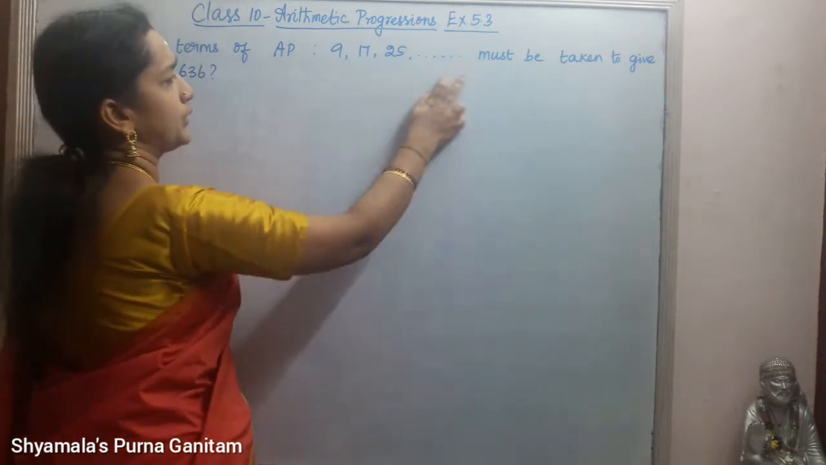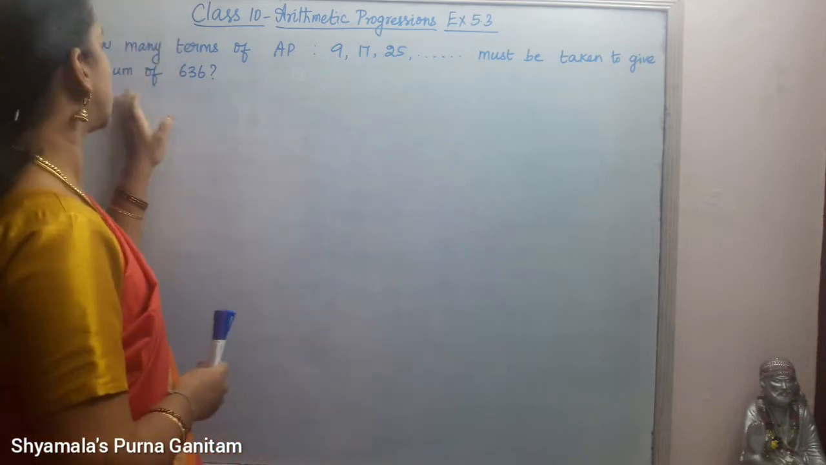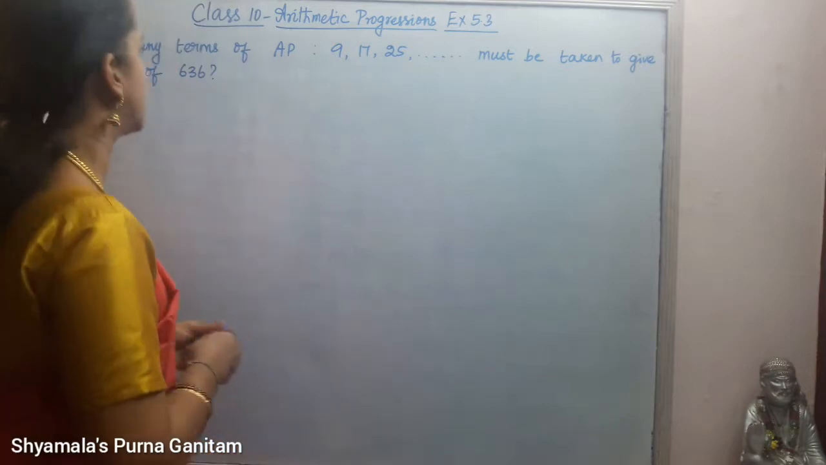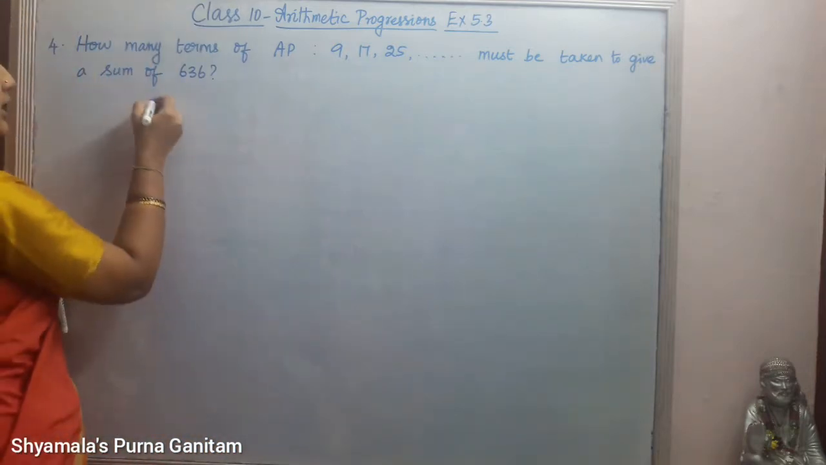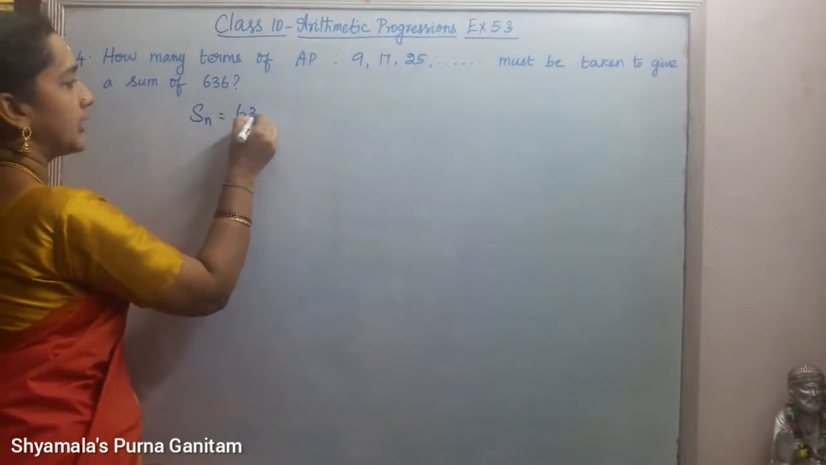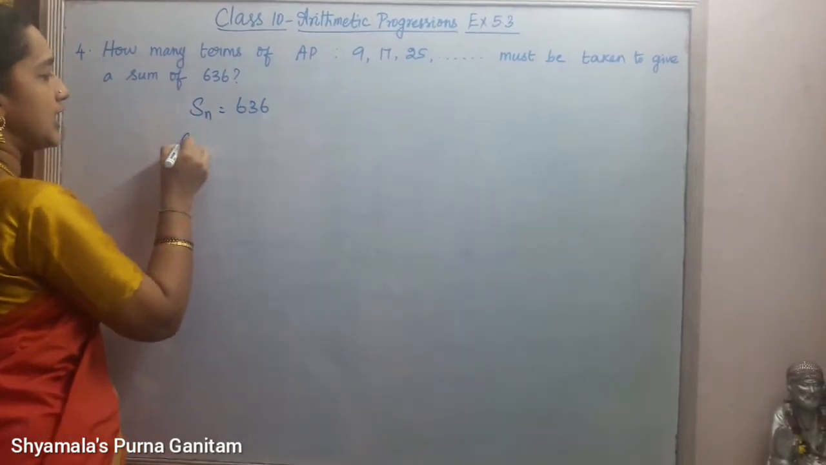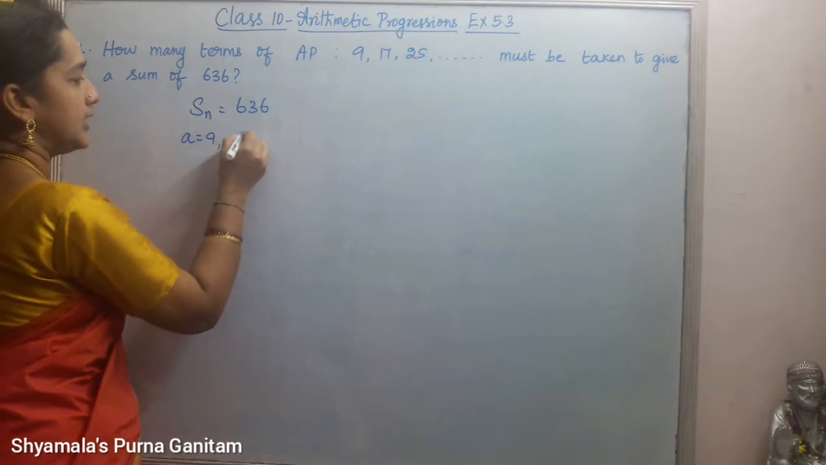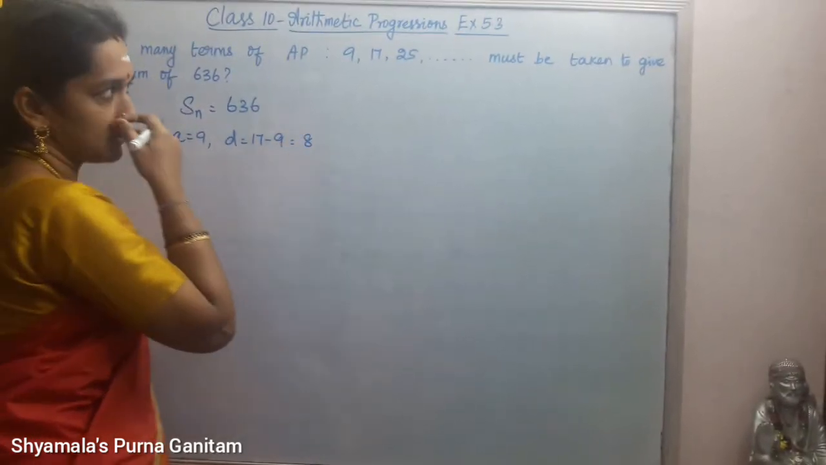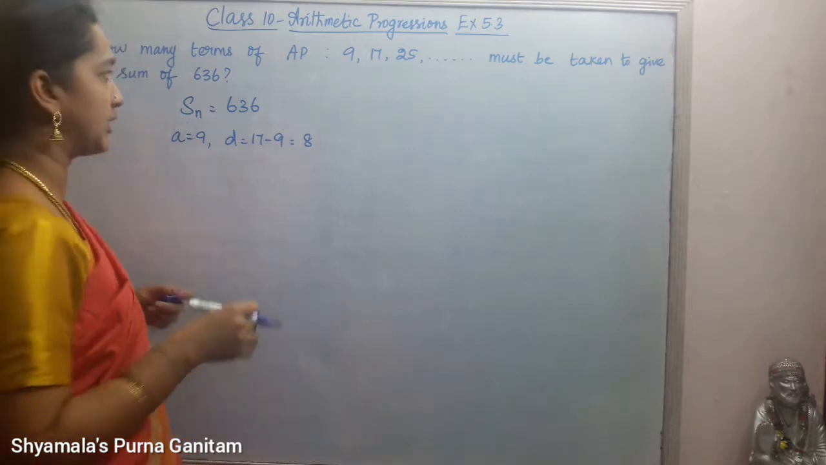So we are asked to find the number of terms here, so that we will get the sum as 636. So what are all the things given that we will write? First, Sn is given as 636. Then a is equal to 9. d is equal to 17 minus 9, that is equal to 8. So these are the things given.